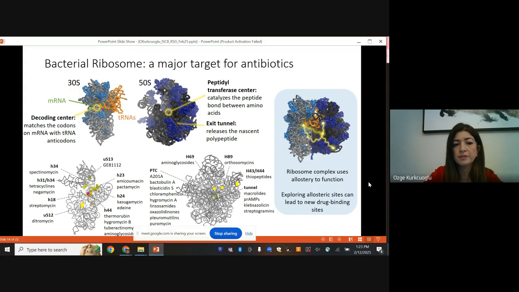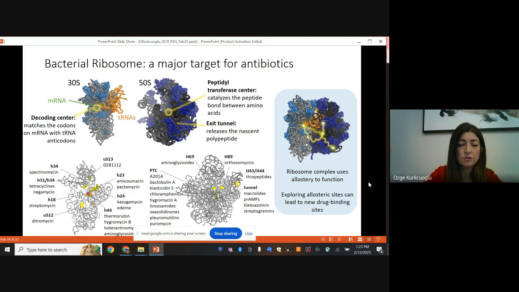The peptide bond synthesis is catalyzed at the peptidyl transferase center, located on the large subunit, and the produced polypeptides leave the complex from a long exit ribosomal tunnel. And again, many antibiotics are targeting the peptidyl transferase center and the entrance of the tunnel.